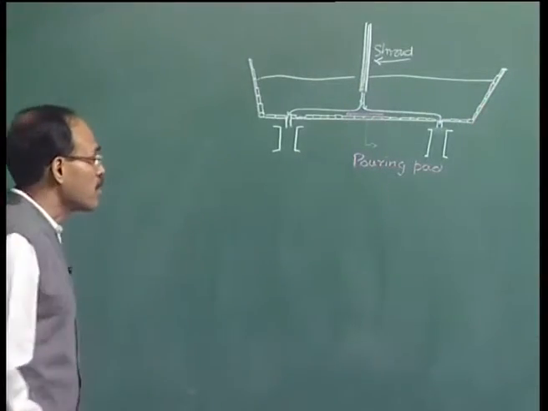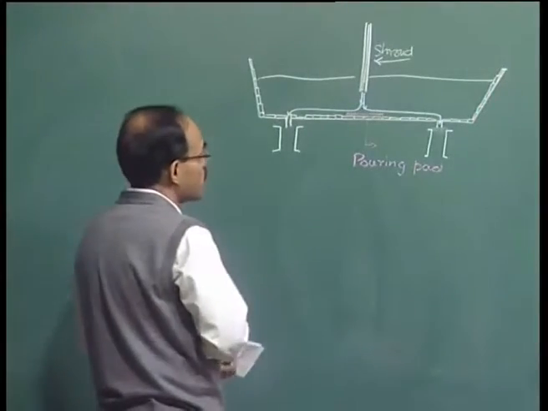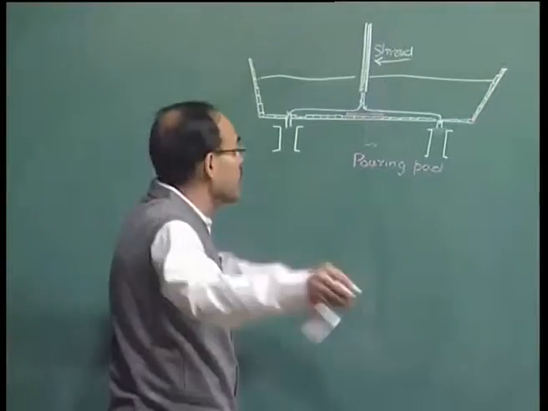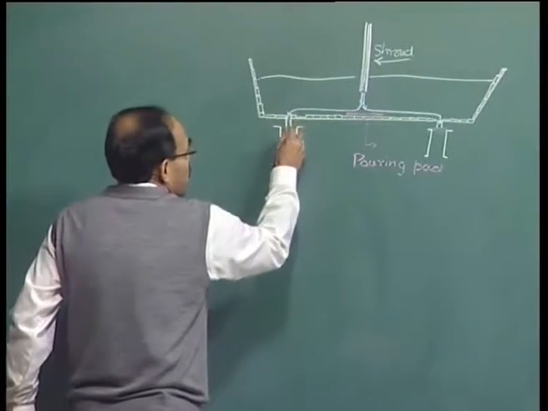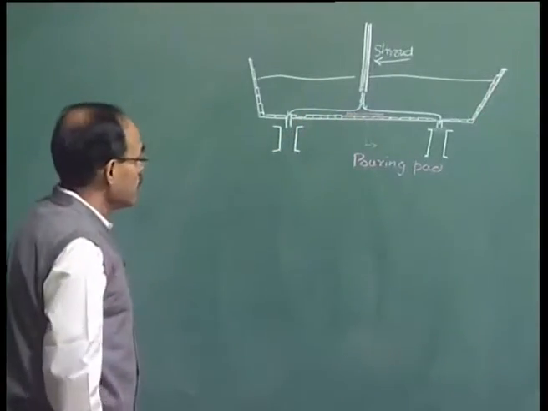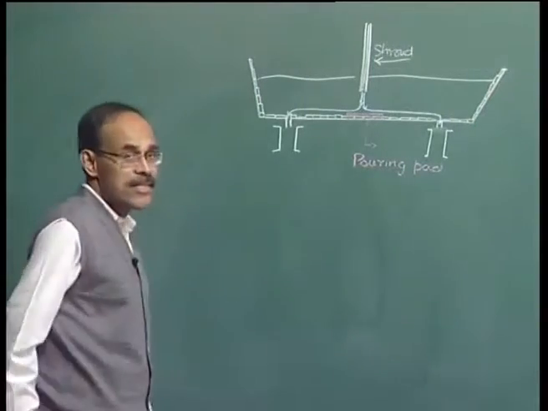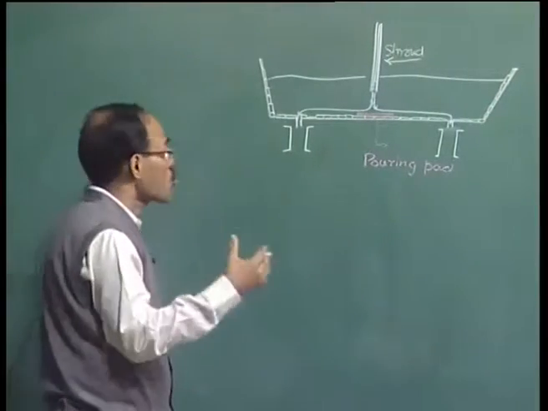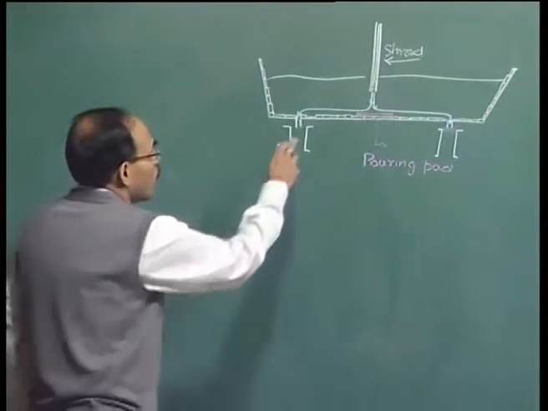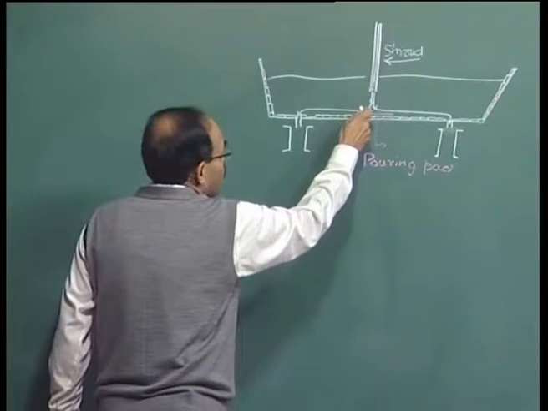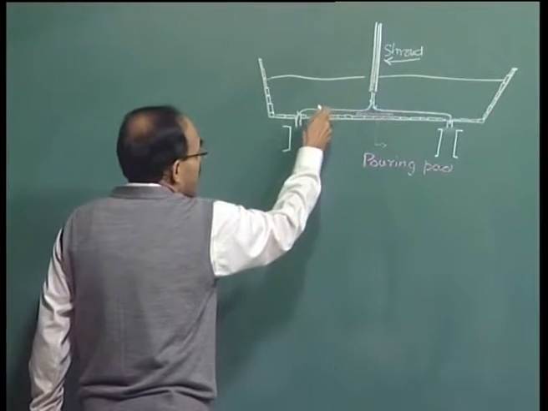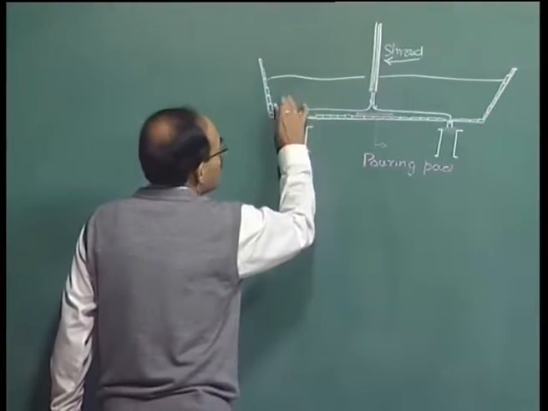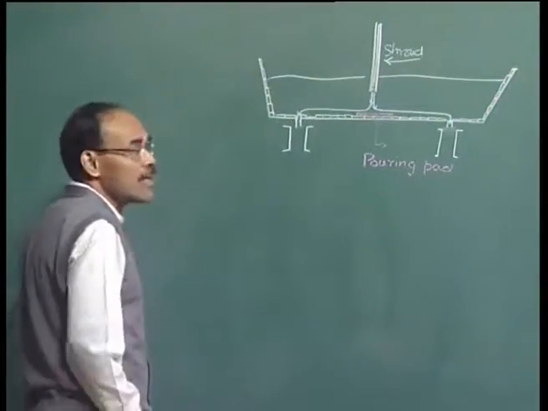Now, the molten steel comes, impinges on the surface, and then it spreads radially, comes here and flows out through this. If it happens like this, then we call that short circuiting. The flow is coming, impinging on the pouring pad and getting straight into the mold or the strand without spending much time in the tundish itself.